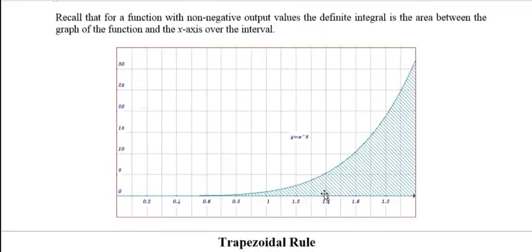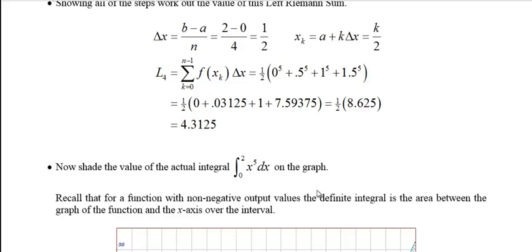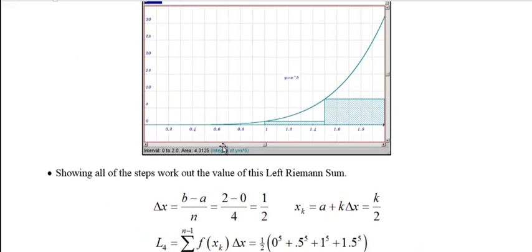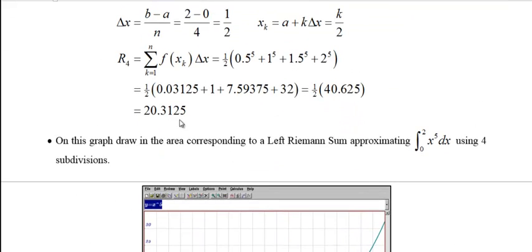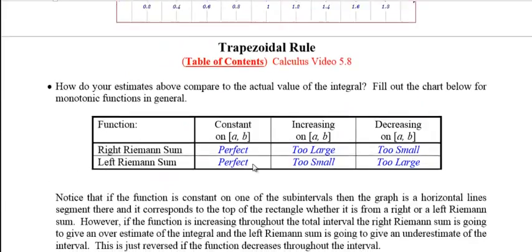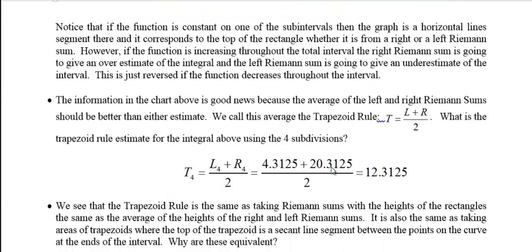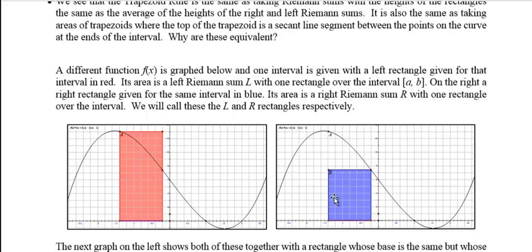Well, the left estimate we figured out was 4.3125. The right was 20.3125. And we just take those two numbers, add them up, and divide by 2. That will give you a number exactly halfway between. So this is the area of a rectangle that has the same width and a height exactly halfway between. And that's what we're going to see here.